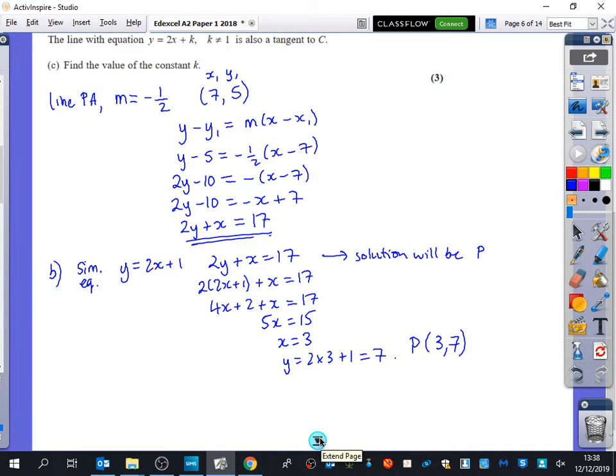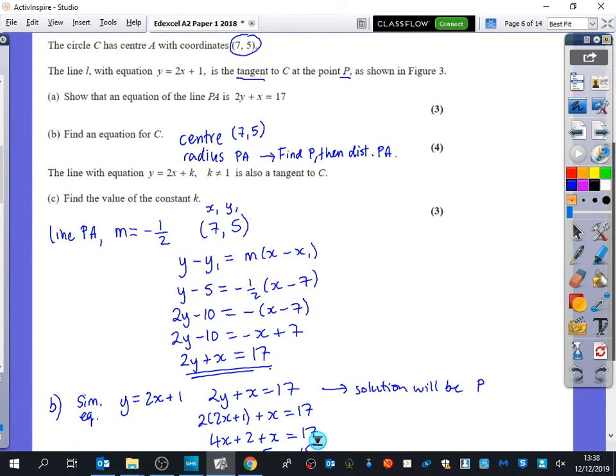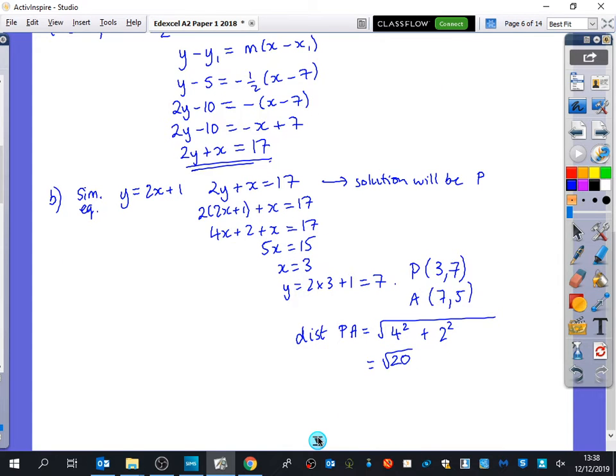Now, remember what our strategy is that we've got here. We're going to try and say, let's find out the radius PA. Let's find out the radius by doing PA. So we're going to find P and then the distance PA. Well, if this is P, we know that A is 7, 5, so we're going to find the distance between P and A, the distance PA. And we do that by doing the difference between these, which is 4 squared, the difference between these, which is 2 squared, so that's the square root of 20. So the radius is the square root of 20.